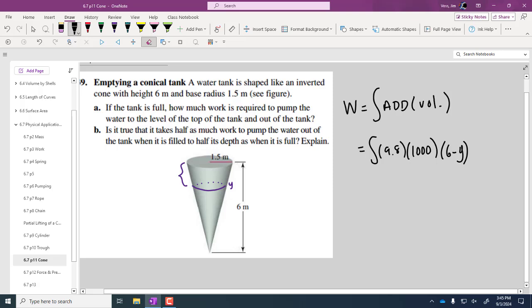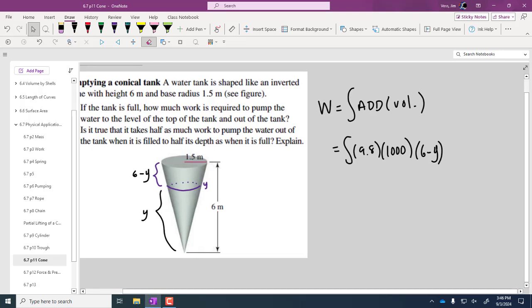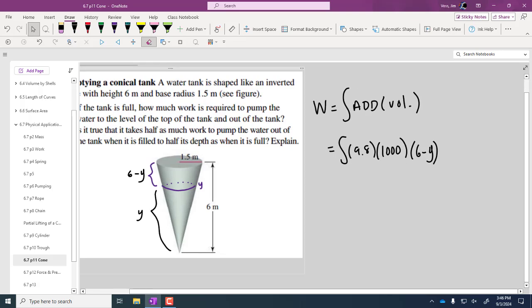Okay, so those are the 3 pieces that should be pretty immediate. Acceleration, density, distance traveled. And again, the whole distance is 6. This distance here is y. So this distance up here is 6 minus y. Now, volume. This is the harder part. So volume, it's not the volume of the vessel. It's the volume of that slice. The volume of that slice is the area of the cross-section multiplied by dy.